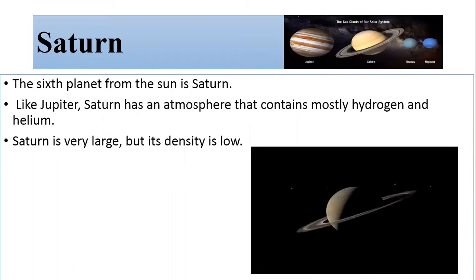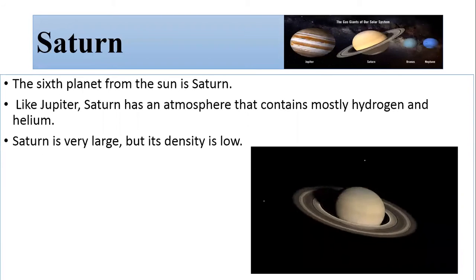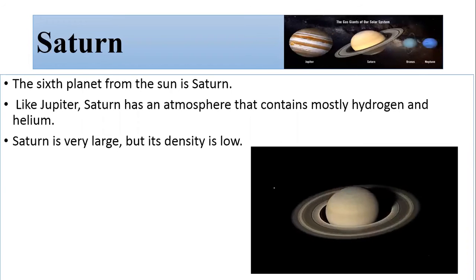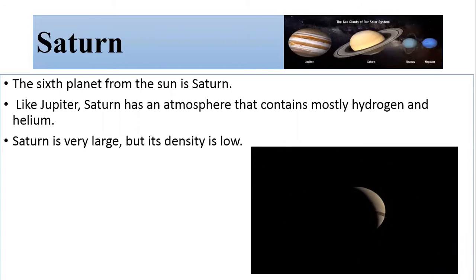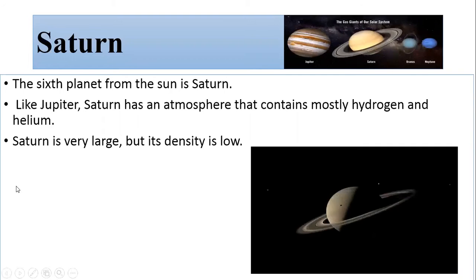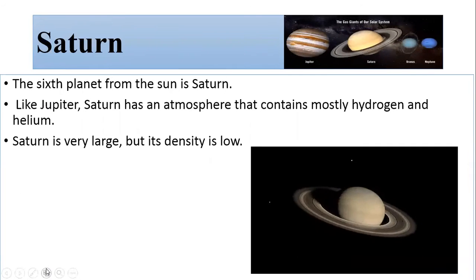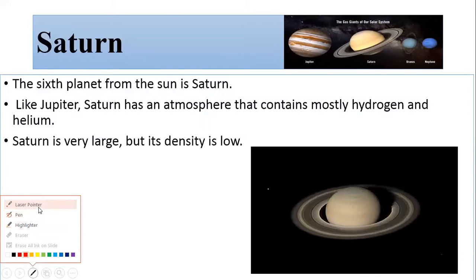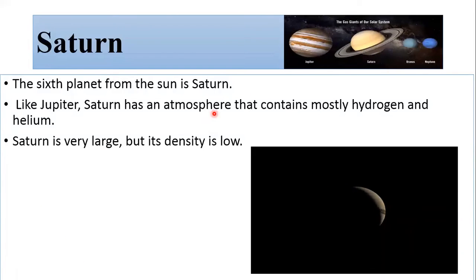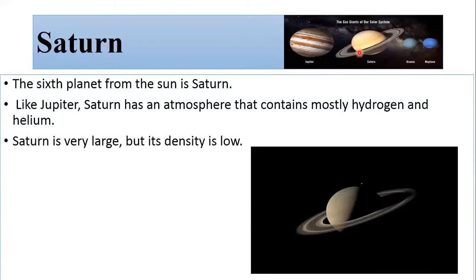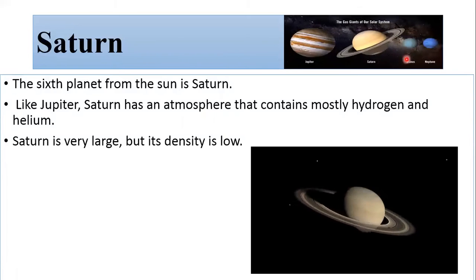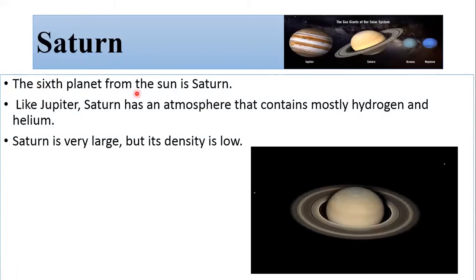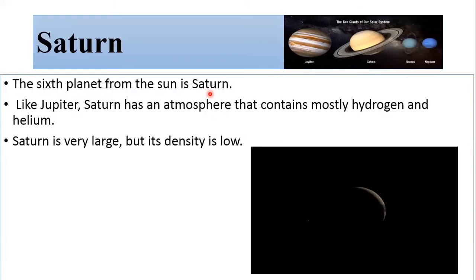The four inner planets, who can tell me what they are? Yes, it's Mercury, Venus, Earth, and Mars. Now, the four outer planets are Jupiter, Saturn, Uranus, and Neptune. Saturn is the sixth planet from the Sun.